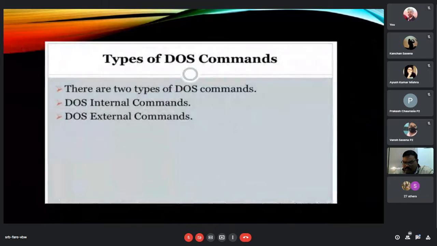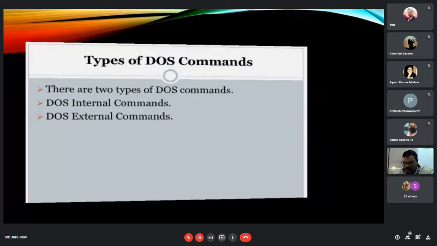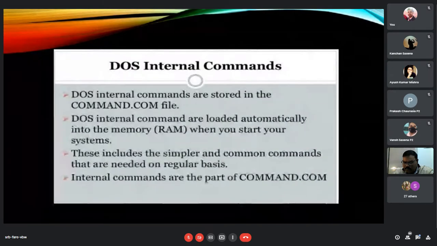Types of command. There are two types of command: internal DOS commands and external DOS commands. Internal DOS commands are stored in the .com file and are loaded automatically into memory (RAM) when you start your system. These include the simpler and common commands that you need on a regular basis. Internal commands are part of command.com.